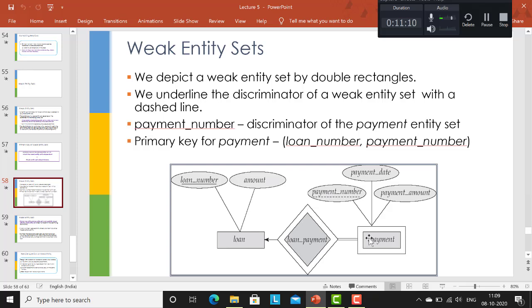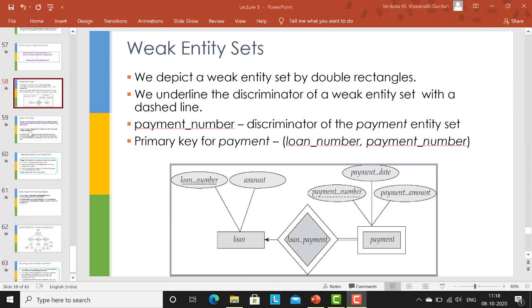So when a weak entity gets converted into a table, the primary key of that table is the combination of two things. One is its own discriminator and the other is all the primary keys of the tables which are supporting that weak entity, right? So over here, I just have one entity which is supporting payment. It can happen that payment can have more than one supporting relation also. I'll have an example of that, right?